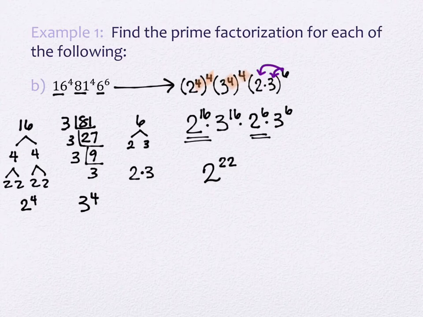And I happen to have the same exponents on the other one. I mean, I wouldn't have to, but they are on this one. 3 to the 16th and 3 to the 6th, so this is also a 3 to the 22nd. Okay, are we good? Okay. One more, and we will pause for today.